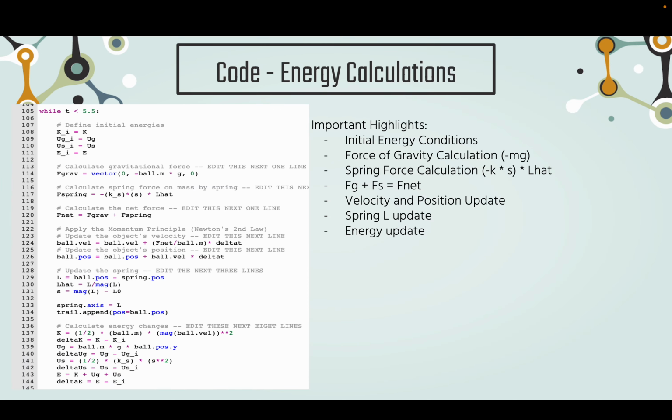Here's the code used for each iteration. I update the initial energy conditions each time. I compute the gravitational force through the minus mg formula and the spring force through the minus k times s times l hat. Then I add the two forces to find F net. I use the velocity and position update formulas to update the respective values of the spring mass system. I then update the spring length and motion, and then update the change in each type of energy.